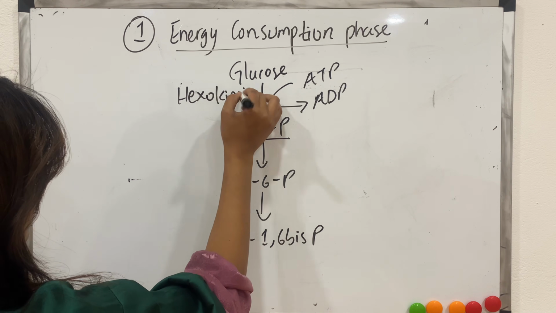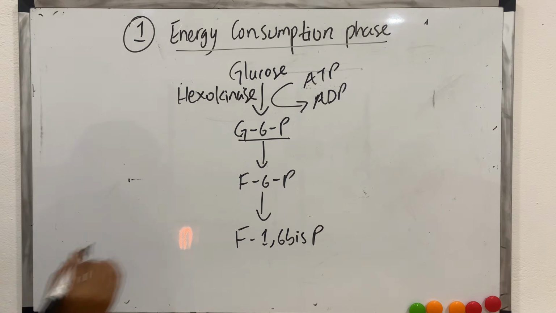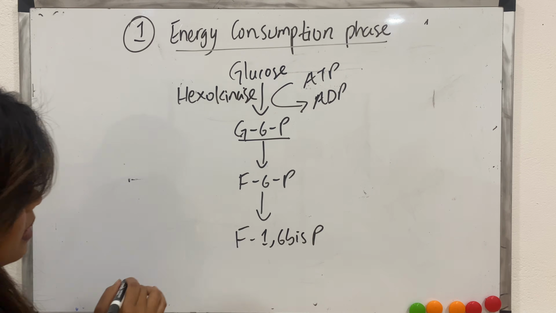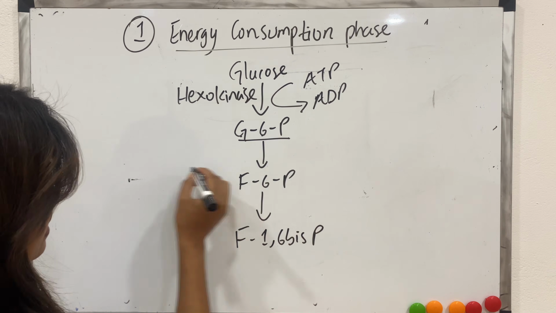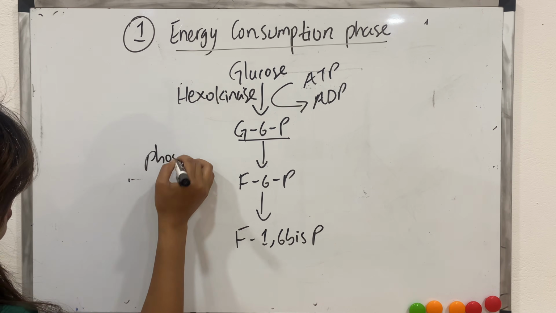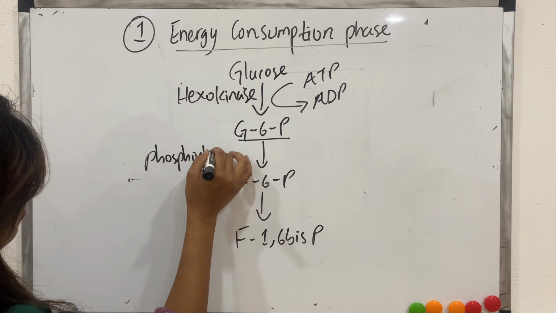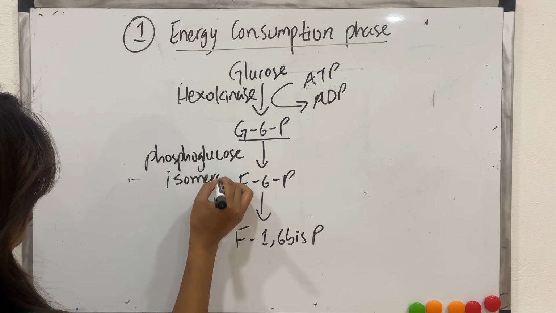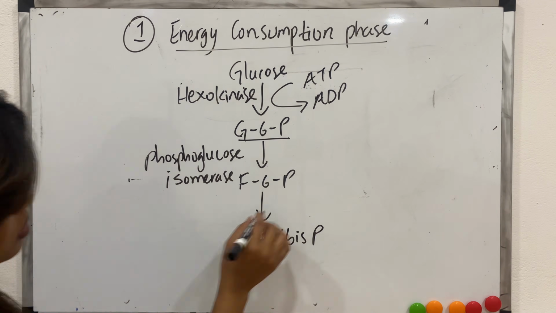In the first step, the enzyme that catalyzes the reaction is hexokinase. Glucose 6-phosphate, when it undergoes rearrangement, generates fructose 6-phosphate. And the enzyme that catalyzes this reaction is phosphoglucose isomerase. Remember the technique to remember the enzyme name.